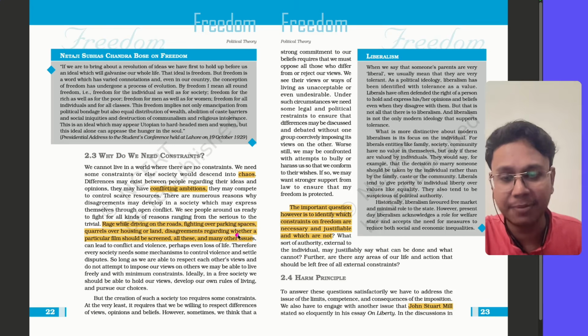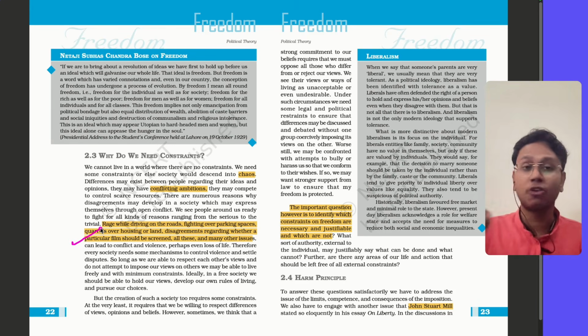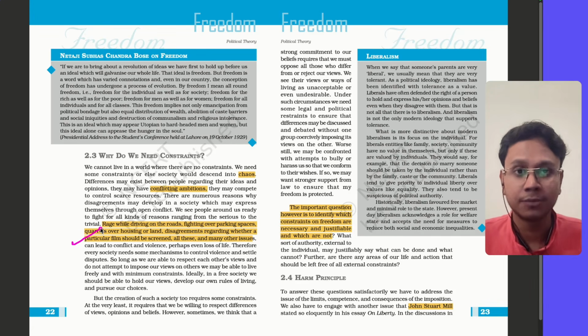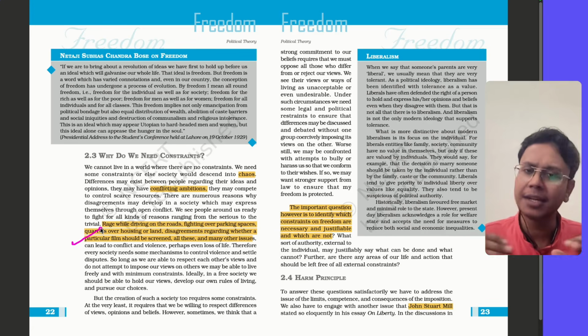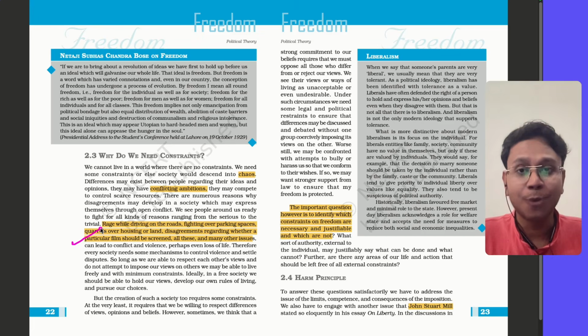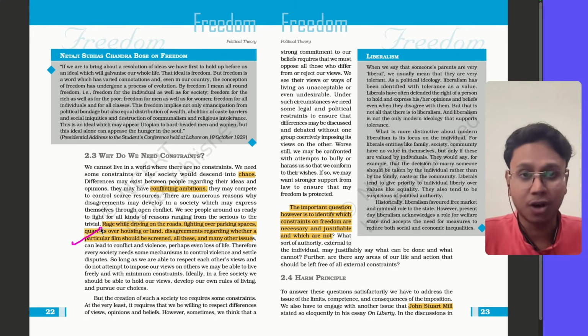Similarly, if there is a disagreement regarding whether a particular film should be screened or not, there are very controversial films now. One side, the filmmakers, will say they have the freedom to show that film, but then there has to be some morality, some public order which that film should not disturb. So that's why some constraints are needed. Some constraints avoid chaos and promote cooperation, right? But it becomes important to identify which constraints are good and which are not. Social and economic constraints are bad here.